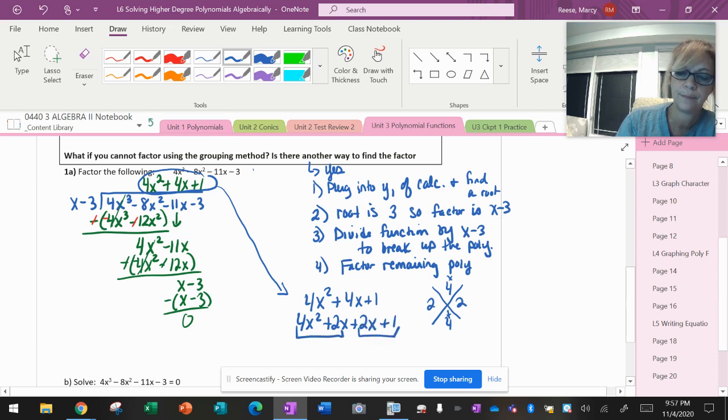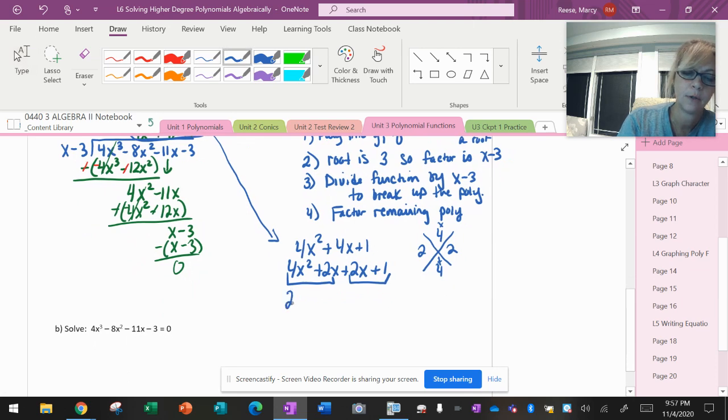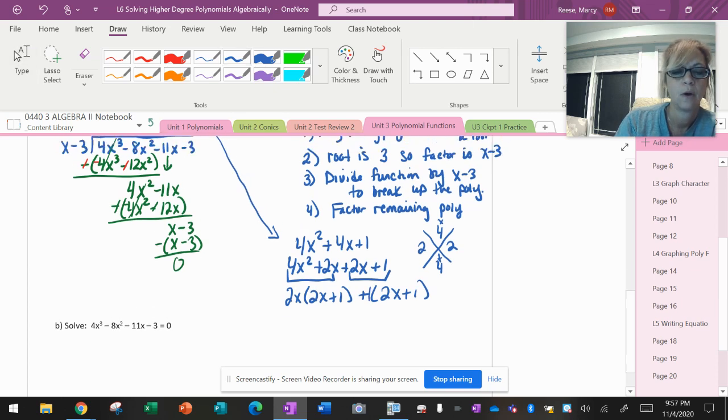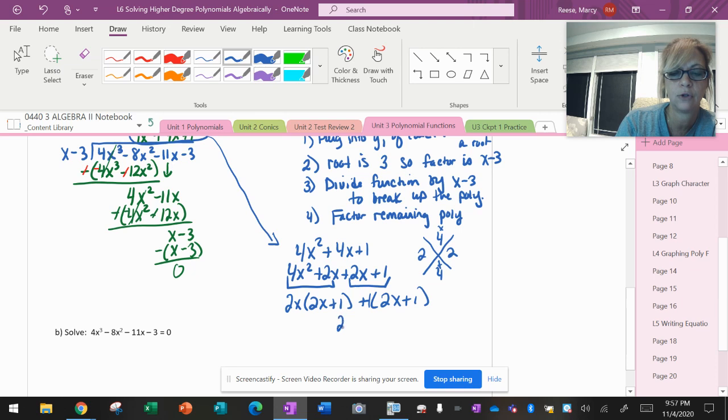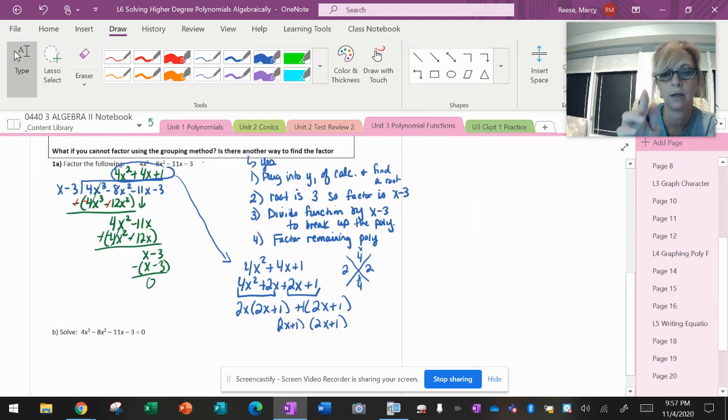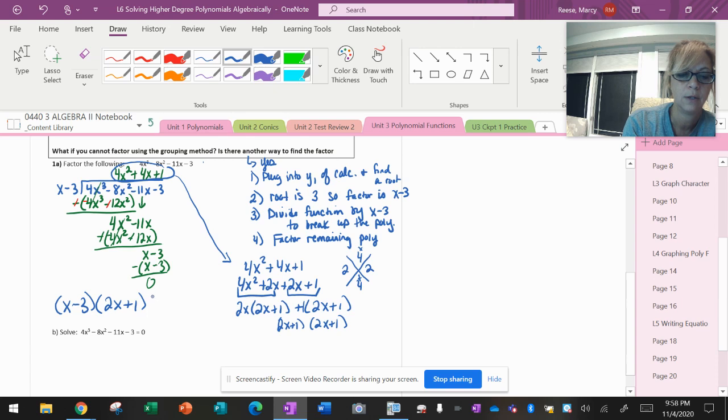And I group, and I take out a 2x, which gives me a 2x plus 1. And I take a plus 1 out of here, or just put a positive out there. Put 1. Okay, so now this is my final answer. I've got 2x plus 1 and 2x plus 1. Now, it wanted me to factor this, so don't forget, you took out an x minus 3 before, remember? That was an x minus 3 originally, and then I got a 2x plus 1 squared because I've got 2 of them.